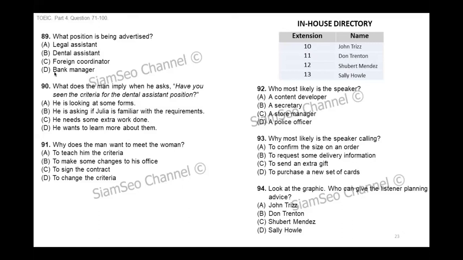Number 90. What does the man imply when he asks, have you seen the criteria for the dental assistant position? Number 91. Why does the man want to meet the woman? Questions 92 through 94 refer to the following telephone message and chart.